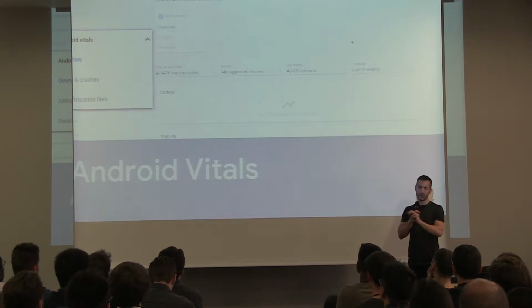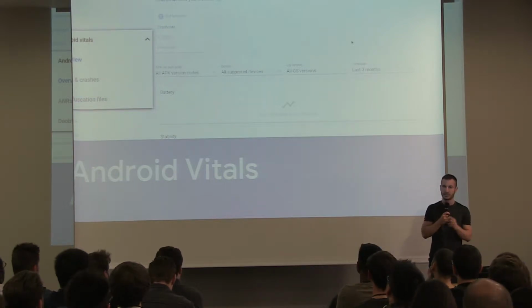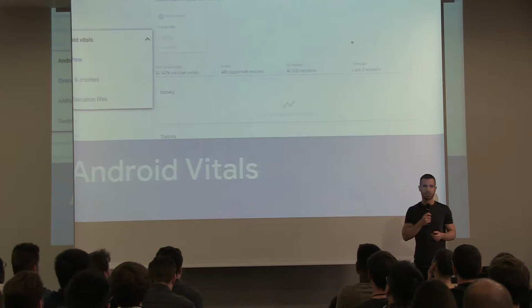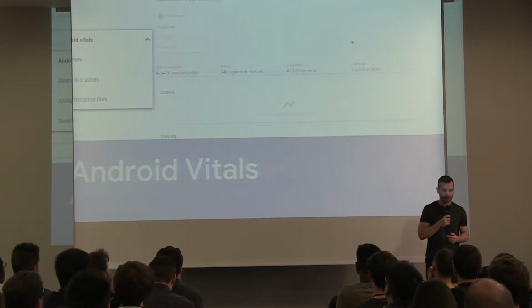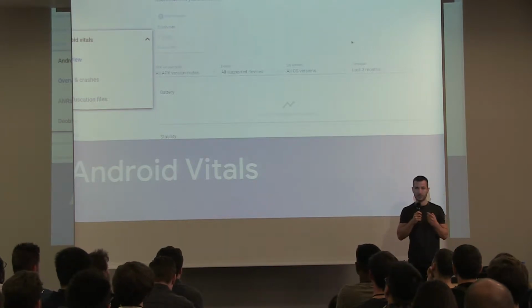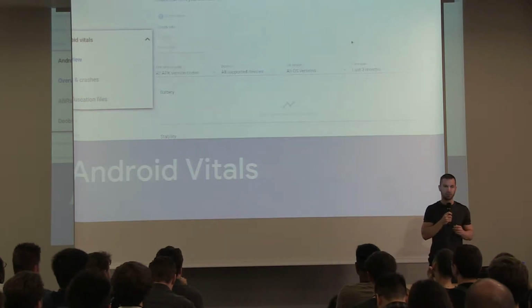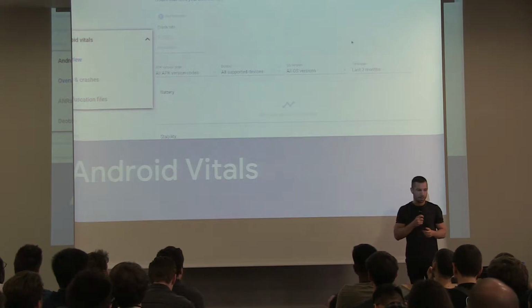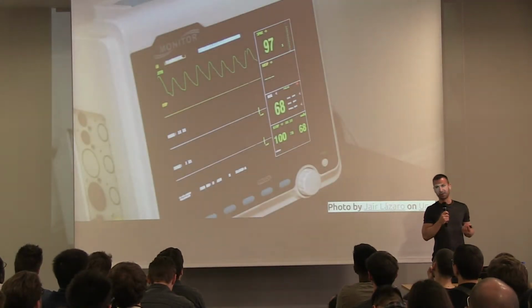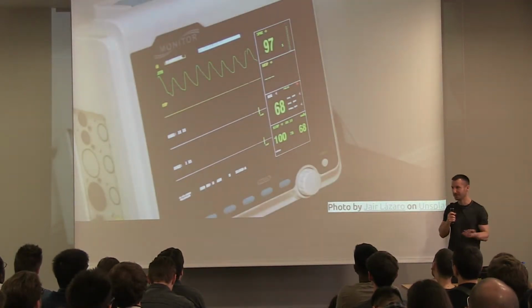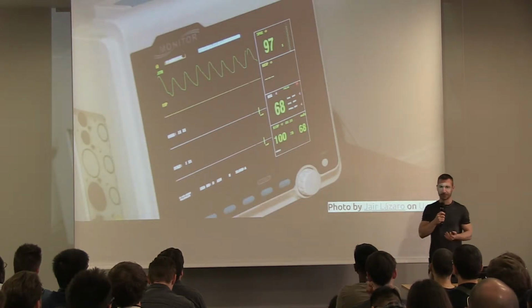So I'm not going to show the interface too much because that's constantly evolving. We'll be changing it. There's new sections being added. But I'm going to talk a little bit about the vitals themselves. We also call them known bad behaviors sometimes. So what are they? So you probably read my talk description. I made this analogy between the human body and vitals and the app.